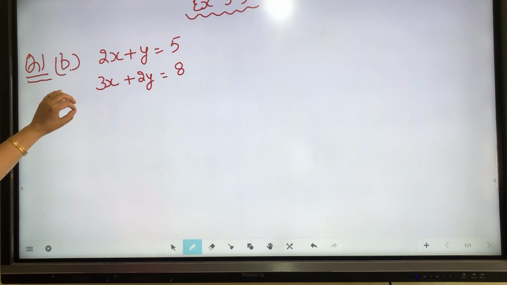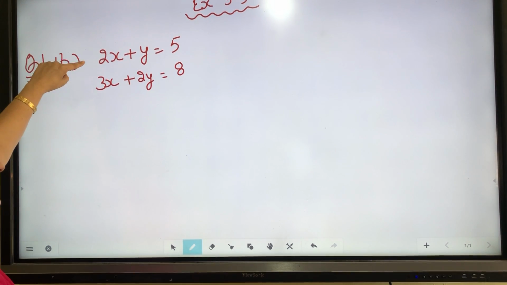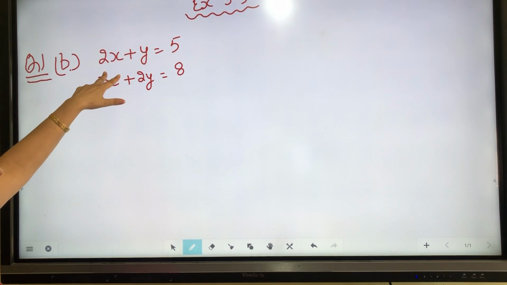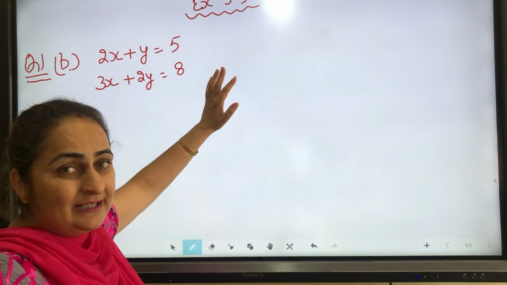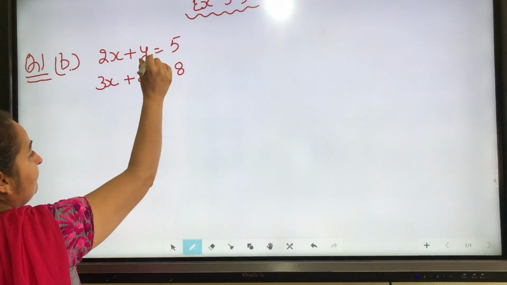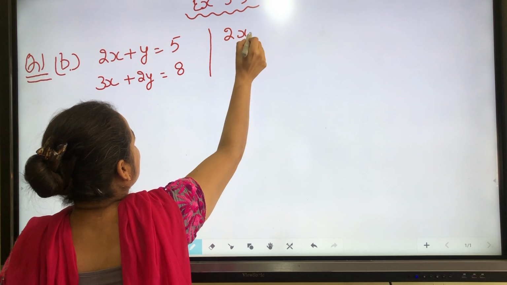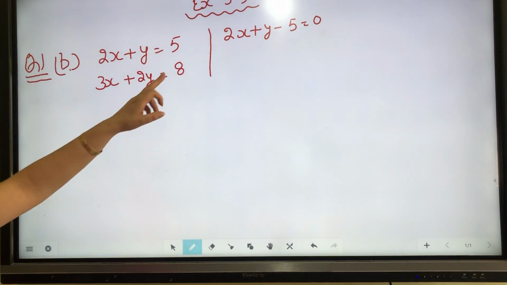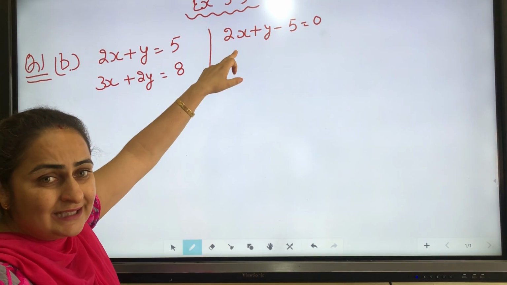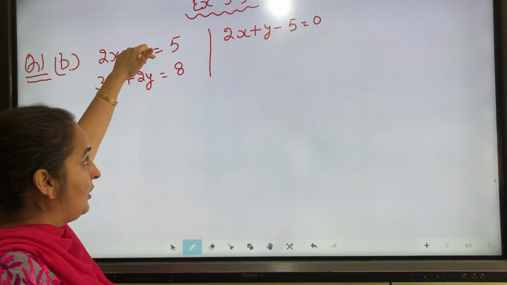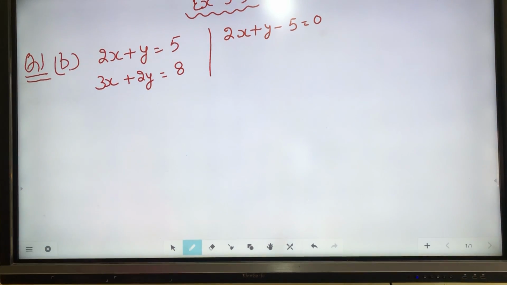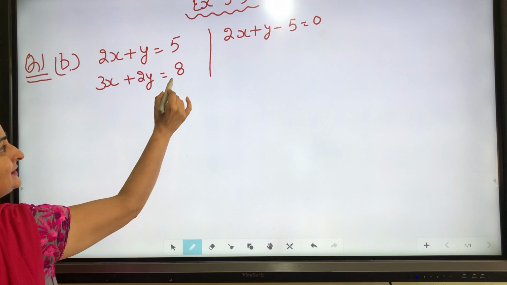Firstly, what we will check here is the linear equation. The equation which has variables, we keep on one side and the constant term on the other side. If we have an equation like 2x plus y minus 5 is equal to 0, such type of equation we have to translate into this form, that is 2x plus y is equal to 5, and the second equation is 3x plus 2y is equal to 8.